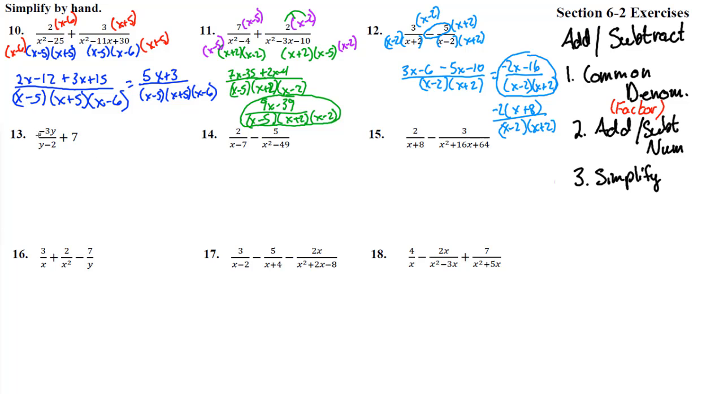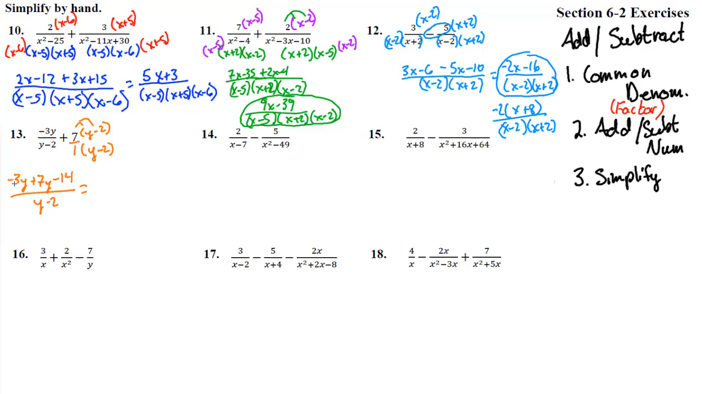Number 13, negative 3y over y minus 2 plus 7. Just a 7? Yeah, this is 7 over 1. So in order to get a common denominator, we have to times by y minus 2 on top and bottom. There we go. So we actually get negative 3y plus 7y, not plus, minus 14. As we distribute that in and add these together, minus 14 all over y minus 2.